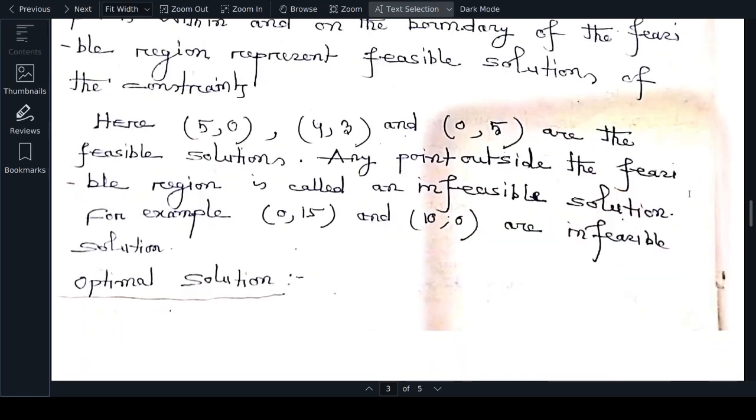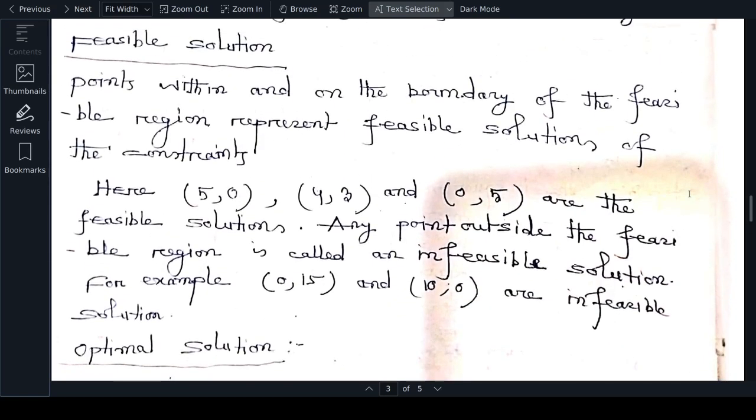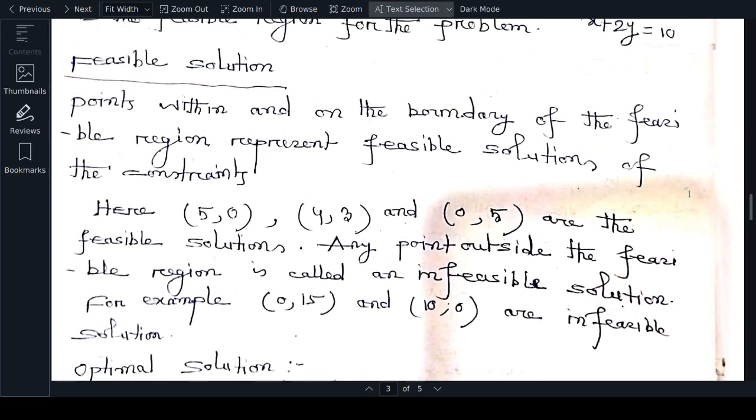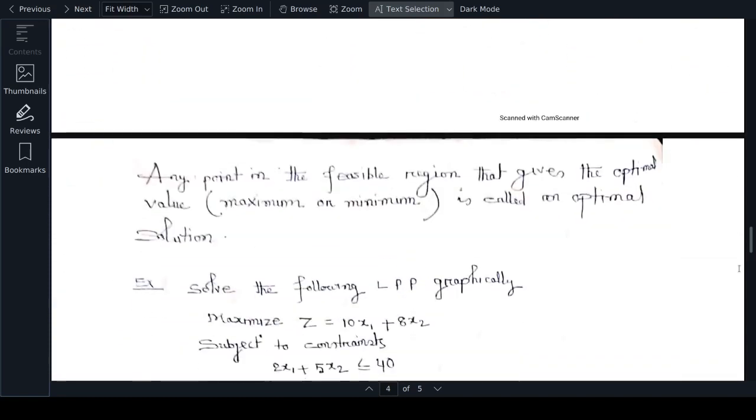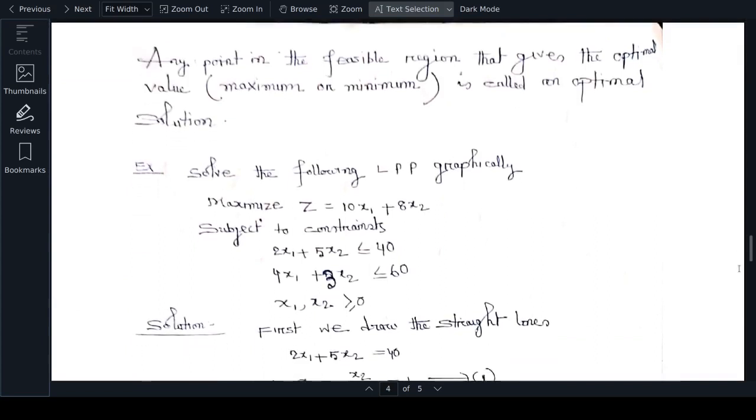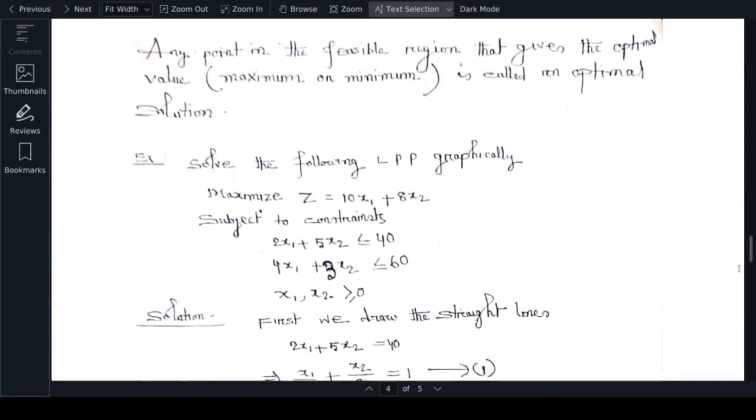And the next one is the optimal solution. So what does optimal solution mean? Any point in the feasible region that gives the optimal value, meaning maximum value or minimum value, is called the optimal solution. At which point this gives us the maximum value. If our problem is minimization, then the point which gives the minimum value is called the optimal solution. Okay.